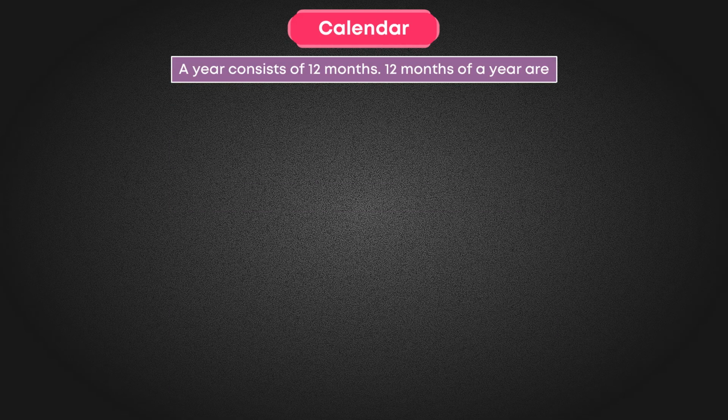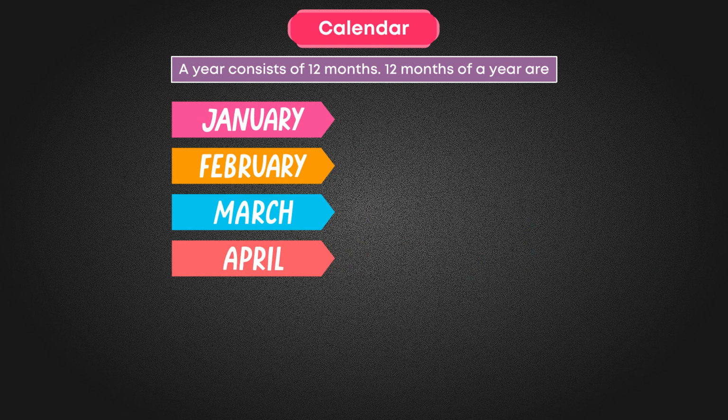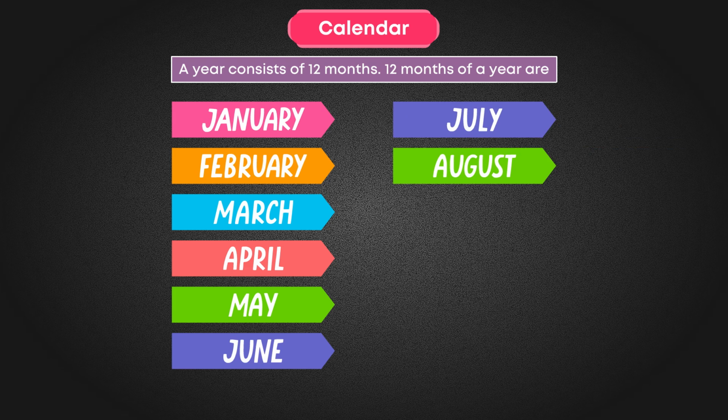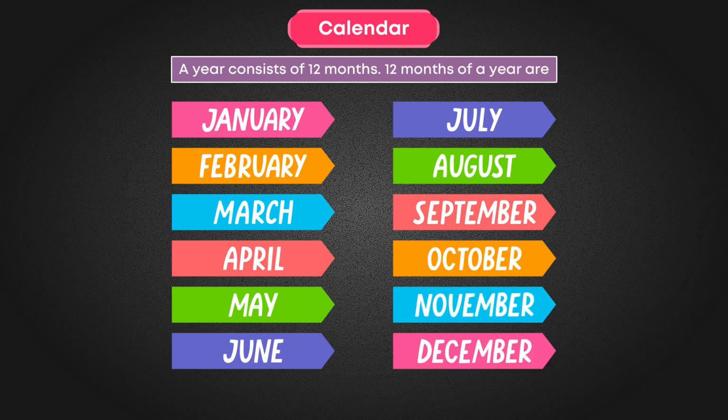A year consists of 12 months. The 12 months of a year are January, February, March, April, May, June, July, August, September, October, November, and December.